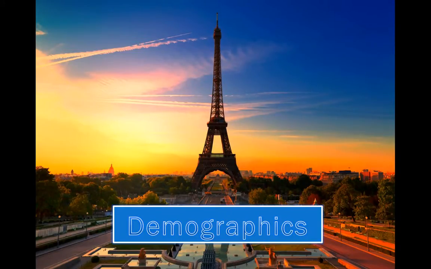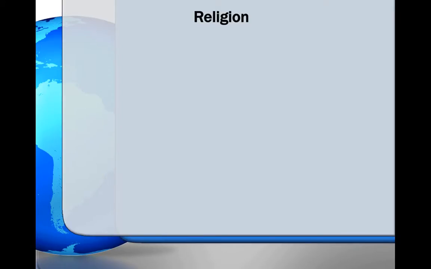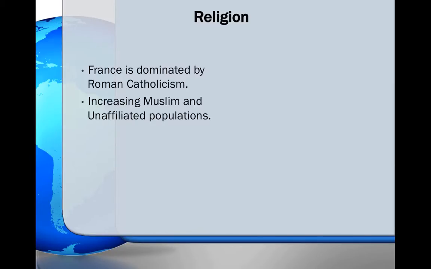So now let's talk a little bit about demographics. France has a very interesting religious makeup. France is, of course, dominated by Roman Catholicism. Some 80 to 83% of the French population claims Roman Catholicism as their religion. But increasingly, France has had an insurgence of Muslim and unaffiliated populations, and this is very interesting.